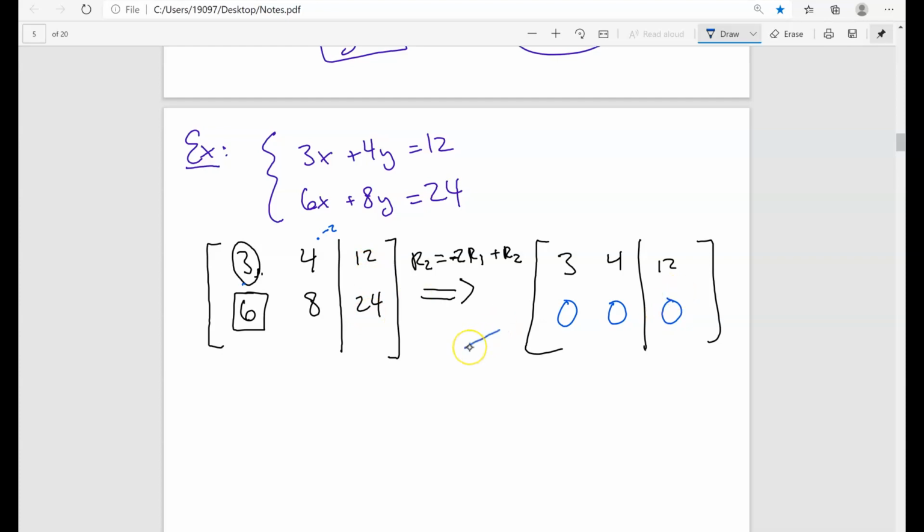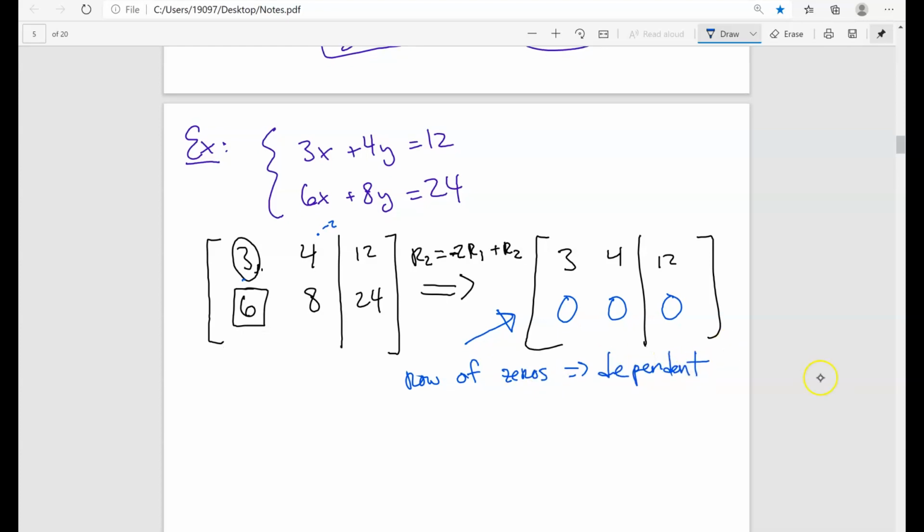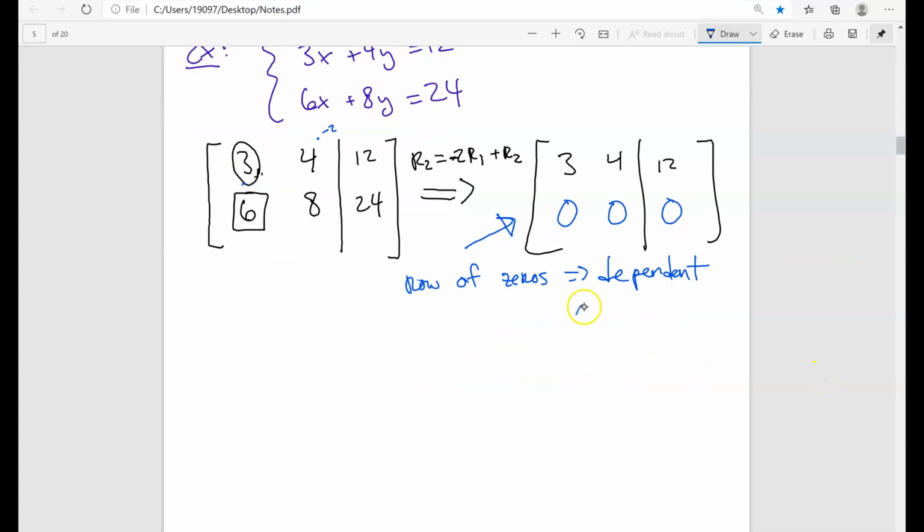Okay, so a row of zeros, that basically means that you have a dependent solution. You have infinitely many solutions because what you get is 0 equals 0. So let me write it like this. So you're going to have the first one, 3x plus 4y equals 12. And the other one is 0 is equal to 0. Remember when we said 0 equals 0 is an infinitely many solutions?